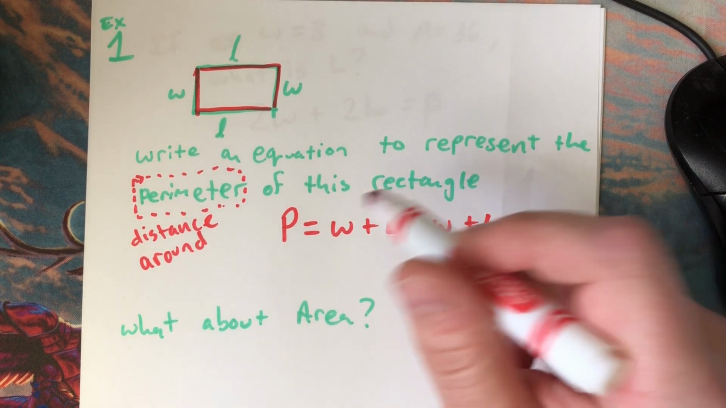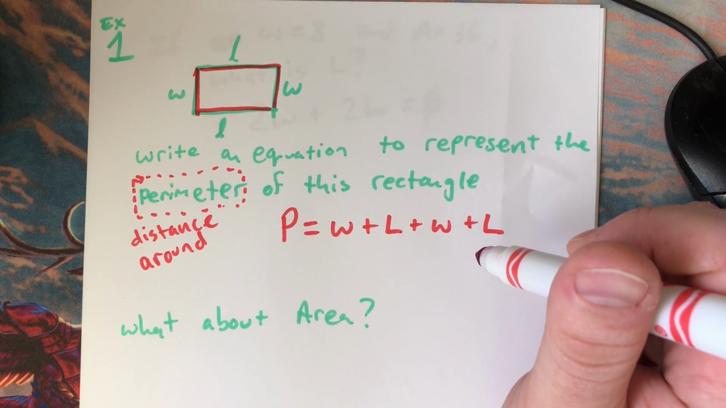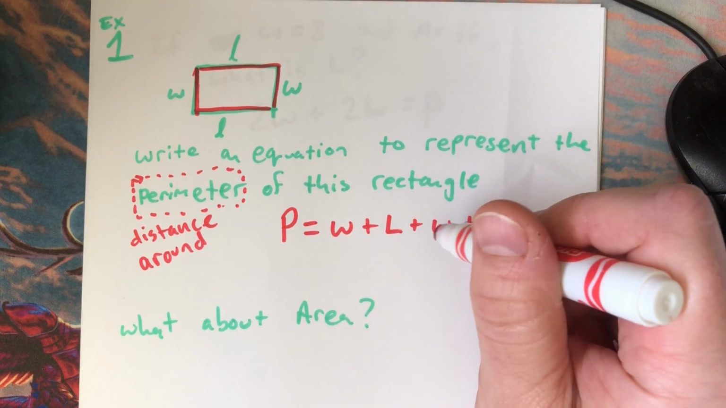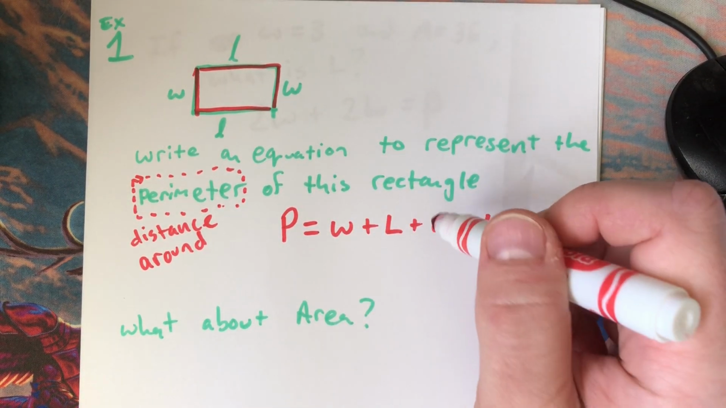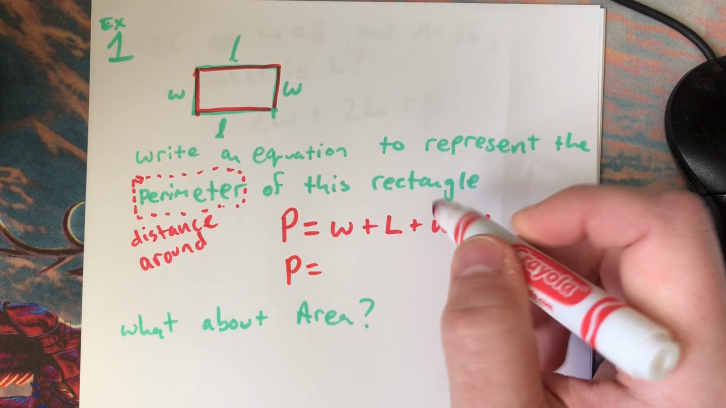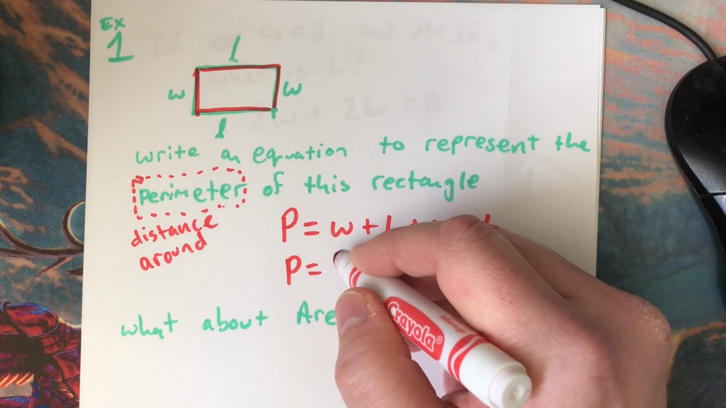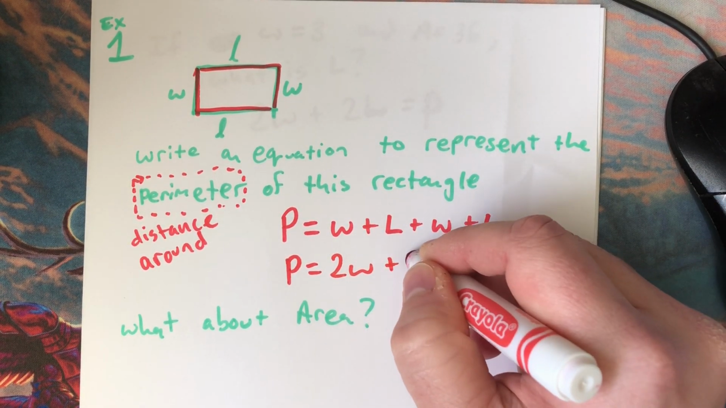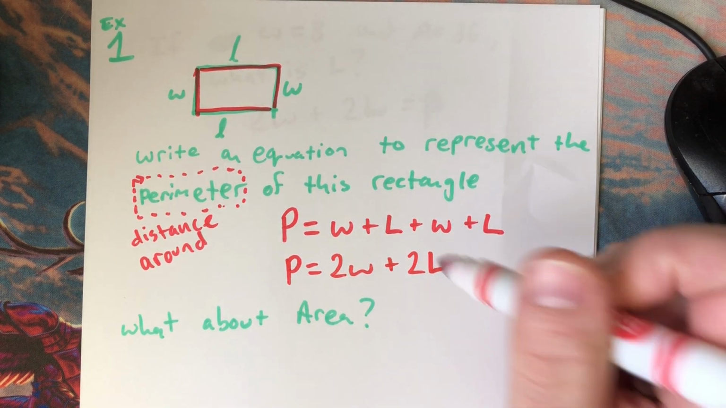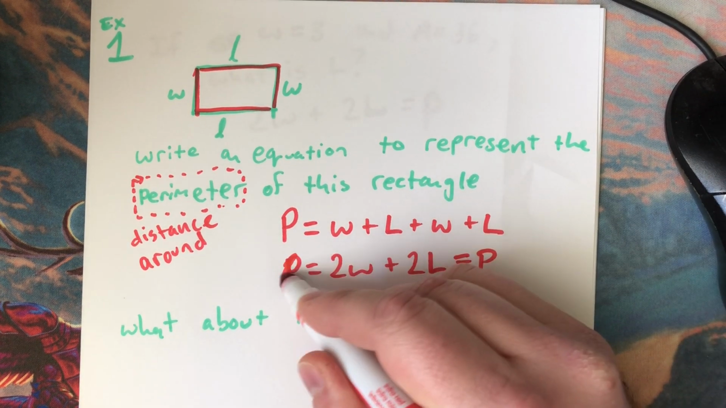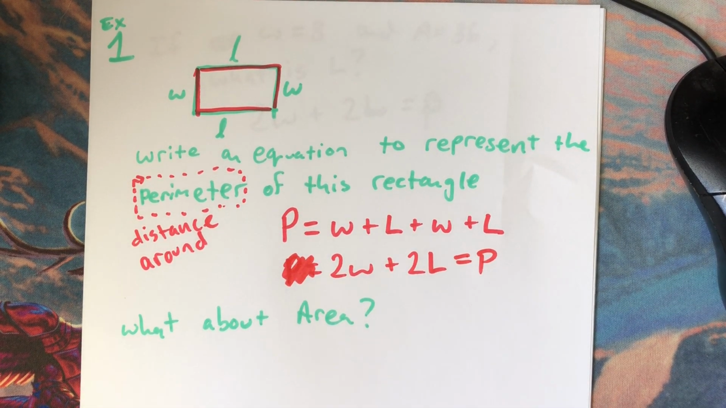But that's kind of a silly way to write that. Instead of saying add the width plus the length plus the width plus the length, it's a rectangle, so we know those two widths are the same. We can combine like terms, right? I have one W and another W. That's 2W when we add them, and then 2L as well. This might be a familiar formula. You might be used to seeing it as equals P over here. 2 times the width plus 2 times the length.